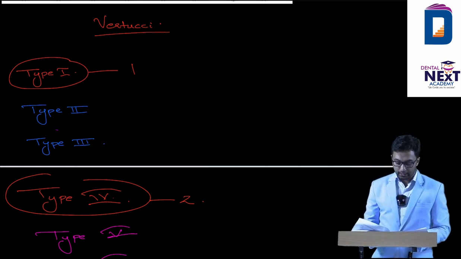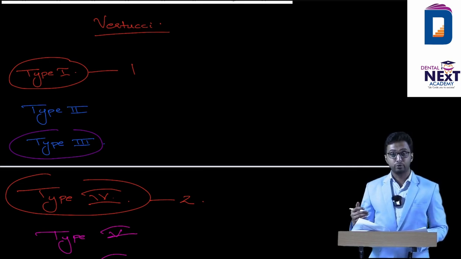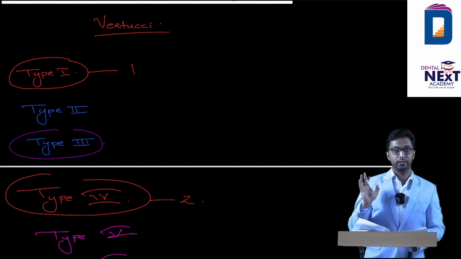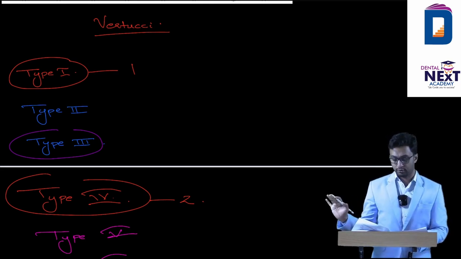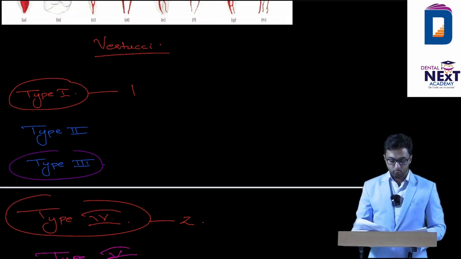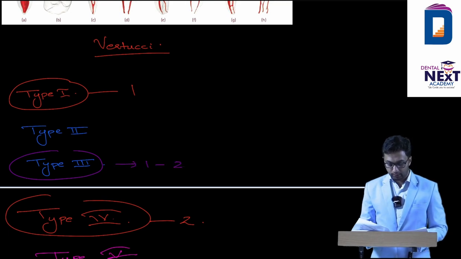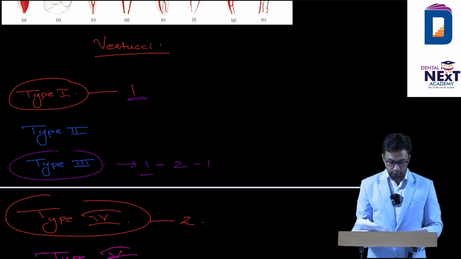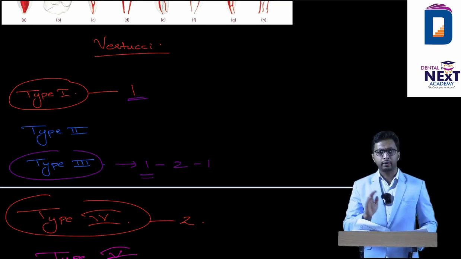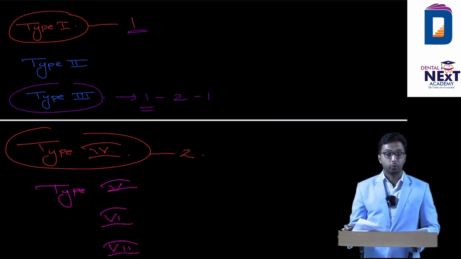Now you come on to type 3. I'm going to come on to the next one. Type 2, I'll tell you in the end. This is how you have to remember. Please try to write it if possible. Then it stays there. Now type 3. What was type 1? 1, right? So type 3 is 1, 2, 1. How do I know that? Type 1 starts with 1, and it is 1 to 1. It's easy to remember, right? 1 to 1.